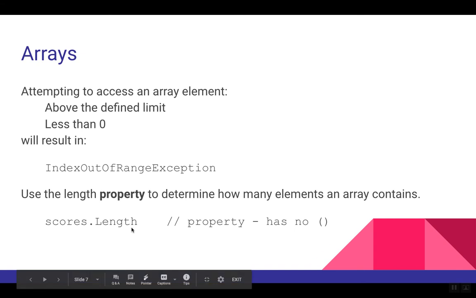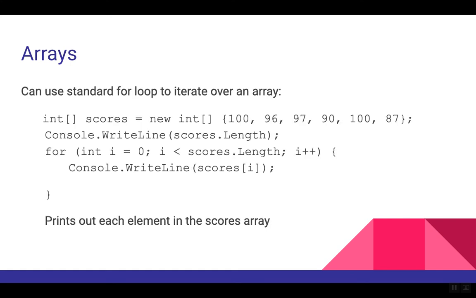Okay? And you can tell how many elements are in an array using the length property. Okay, this is a property because it has no parentheses. Normally when we use built-in functions, they would have an open and closed parentheses right after them. In this case, scores.length is a property of the array, so we don't need the parentheses.